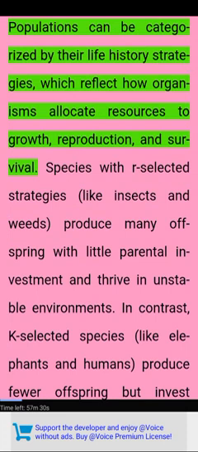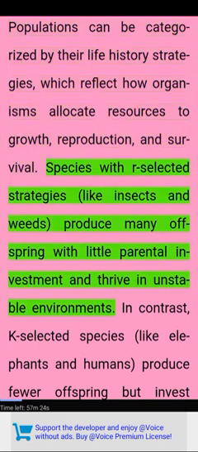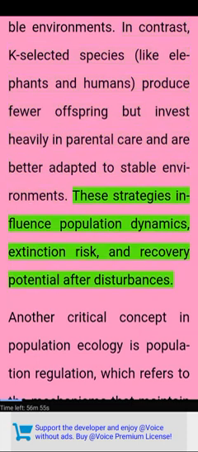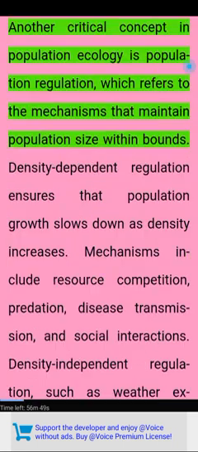Populations can be categorized by their life history strategies, which reflect how organisms allocate resources to growth, reproduction, and survival. Species with R-selected strategies, like insects and weeds, produce many offspring with little parental investment and thrive in unstable environments. In contrast, K-selected species, like elephants and humans, produce fewer offspring but invest heavily in parental care and are better adapted to stable environments. These strategies influence population dynamics, extinction risk, and recovery potential after disturbances.